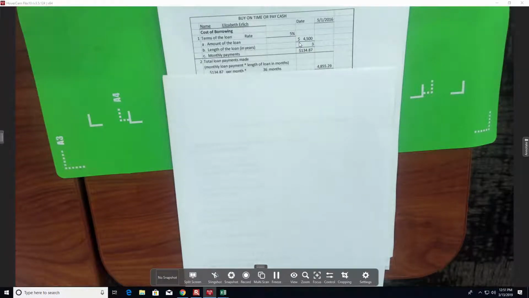So I think the next question then was how much am I going to pay over the life of the loan of the entertainment center, right? And therefore, how much is the principal?